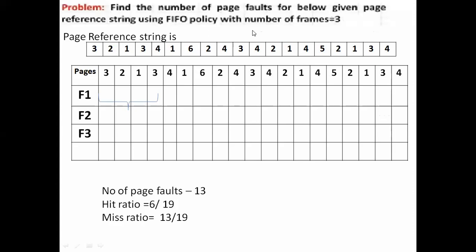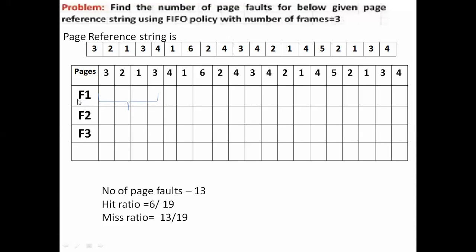Still we have 2 minutes. The problem will be like this: find the number of page faults for the given page reference strings. These 3 2 1 3 and so on are the given page strings, using the first in first out policy, with the number of frames equal to 3. This means we are made available with only 3 frames. F1, F2, F3 are the 3 available frames in which memory?